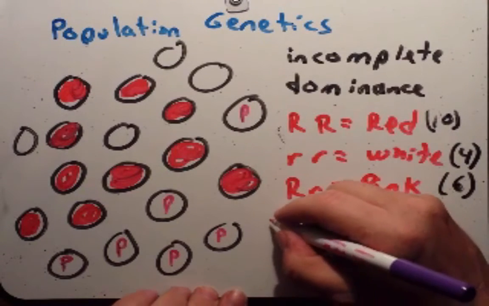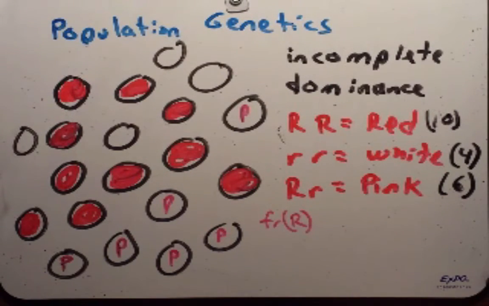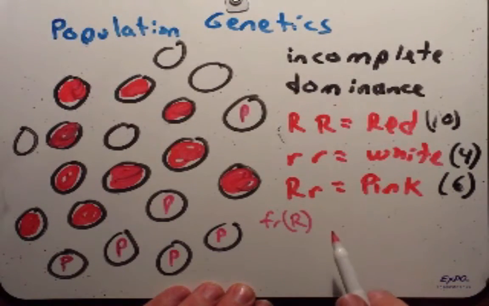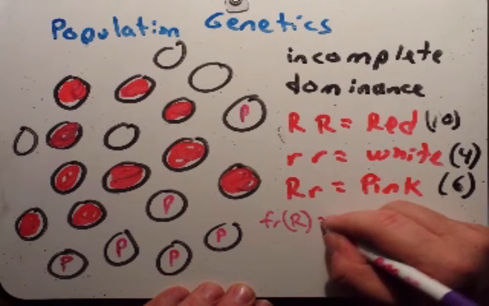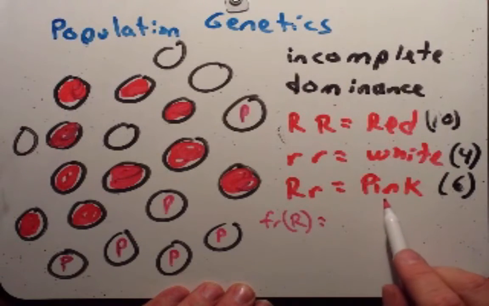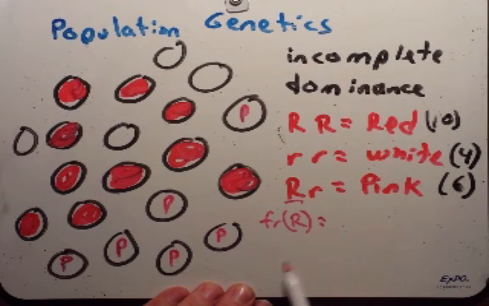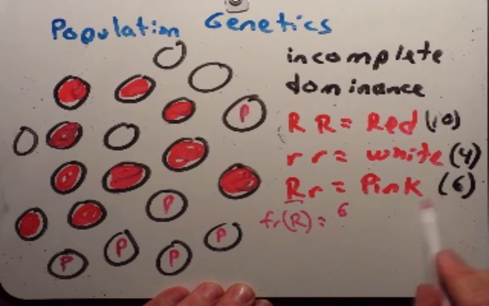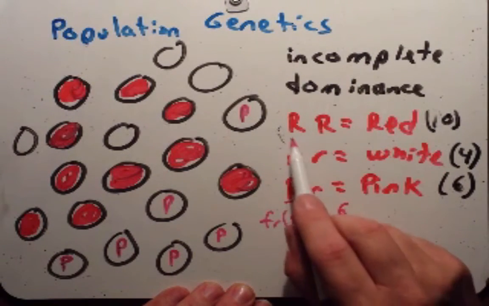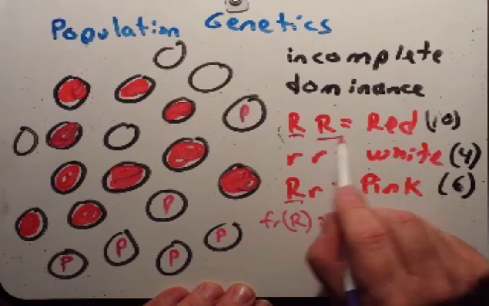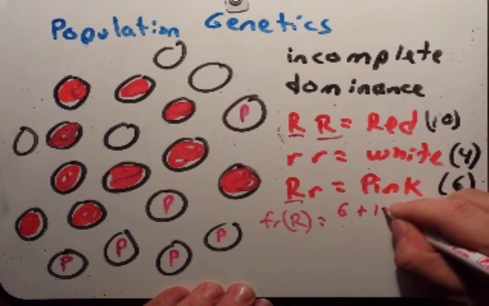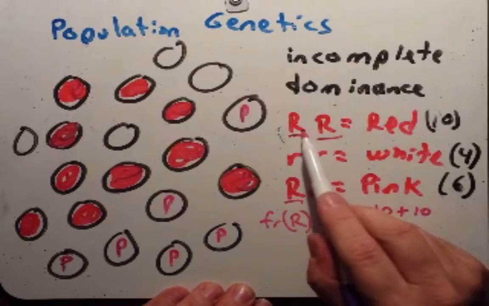And so to calculate the frequency of big R, what we do is add up all the big R alleles and divide it by the total number of alleles. So what are the total number of R alleles? Well, in the pink individual, we know we have 1 R allele for every individual. So we know we have 6. There are no big R alleles in the white ladybug. What about the red ladybug? Well, we know we have 2 big R alleles per red ladybug. So for here, we're going to go plus 10 plus 10, because we have to add both of these.